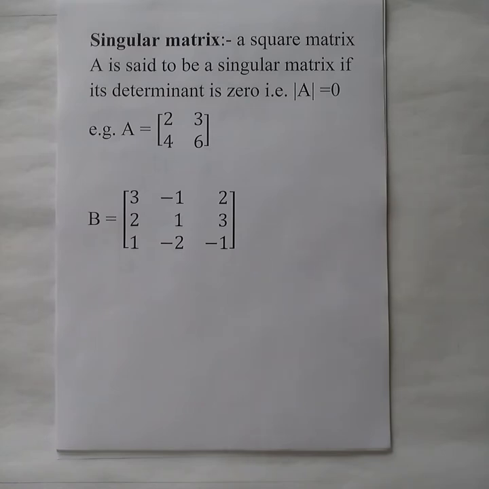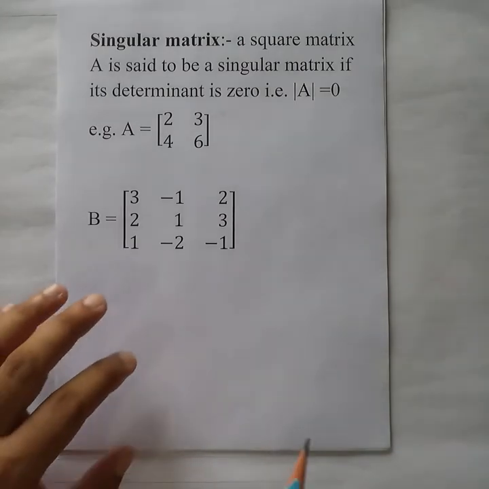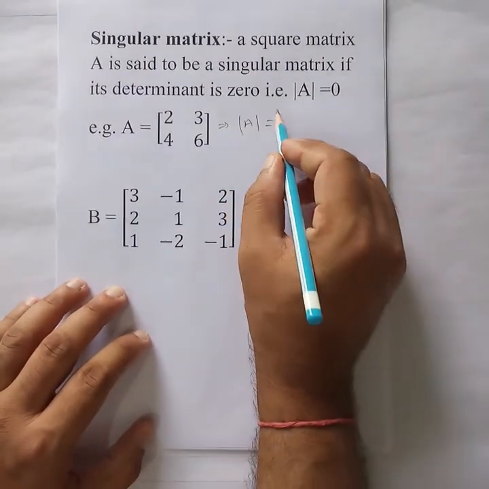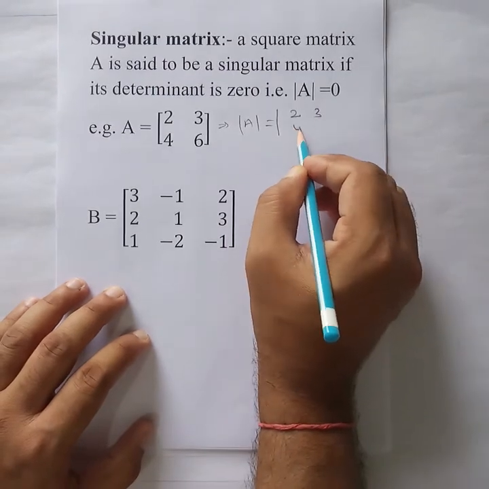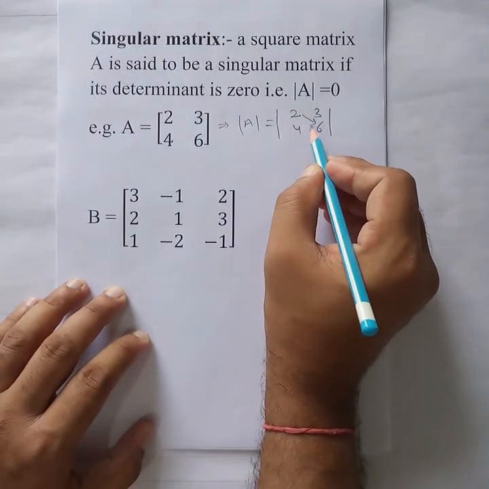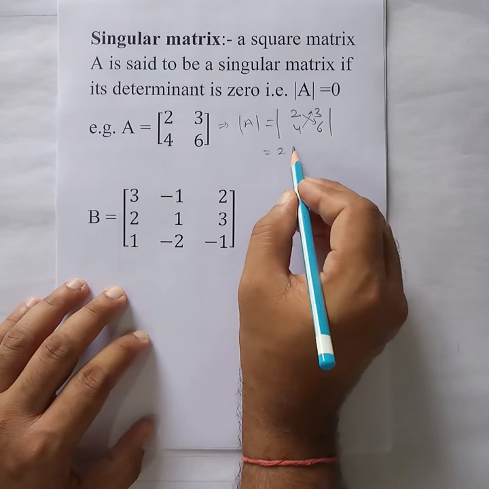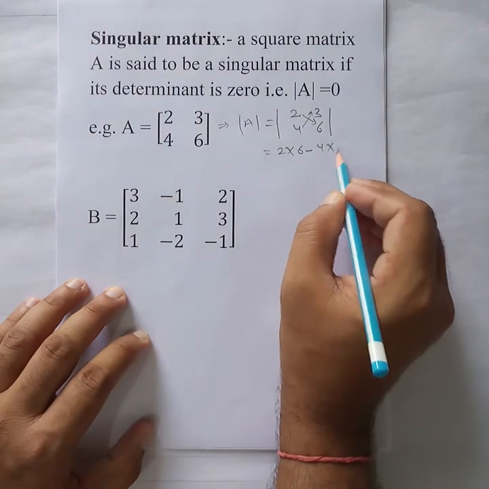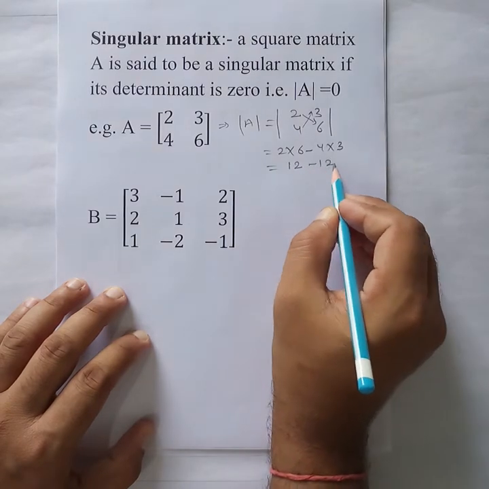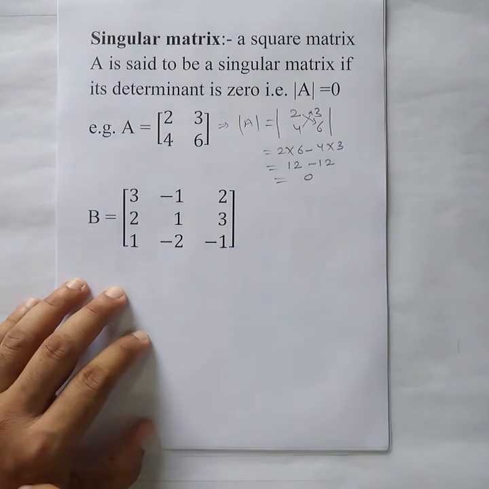We have given two examples. A is 2, 3, 4, 6. Let's check whether it is singular or not. We find out its determinant. Because it is a 2 by 2 matrix, we can find out its determinant easily. It will be 2 into 6 minus 4 into 3, that is 12 minus 12, that is 0. So it is a singular matrix.